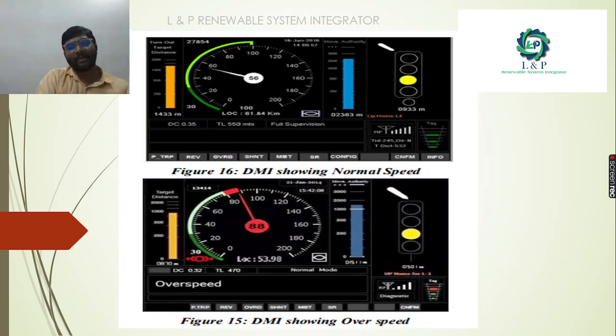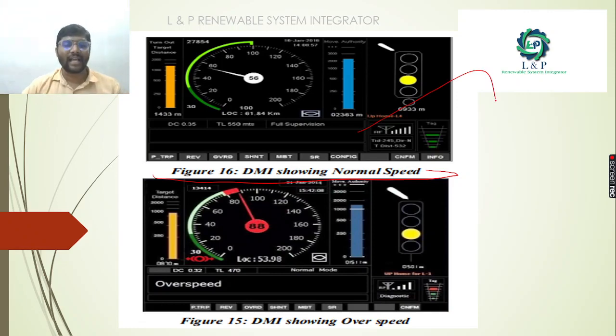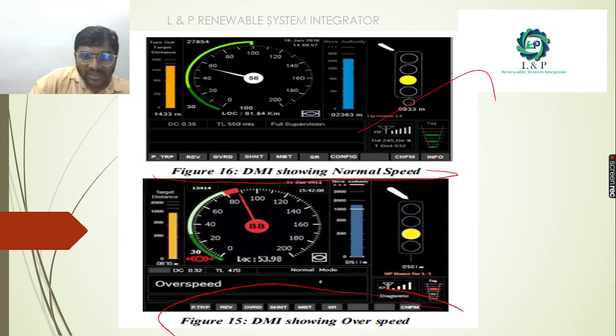As you can see, these are some examples of the driver machine interface running at normal speed. This is how the display looks, but when it is showing over speed, this is how it looks. Since it is at the limit, it is showing good, but when it exceeds the limit, it shows red.